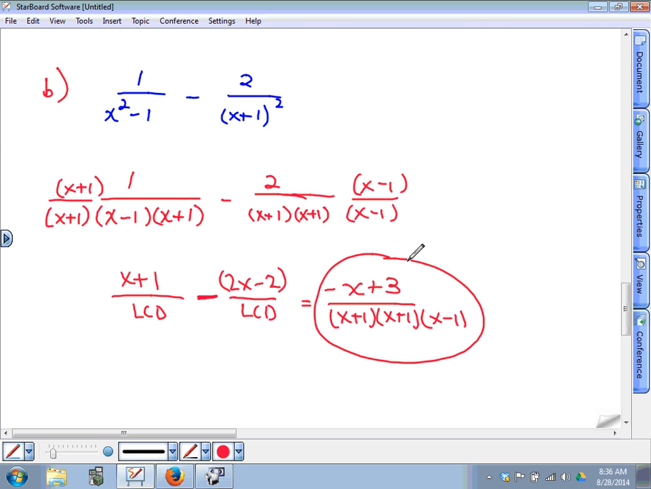Thought you could have so much fun with rational expressions. You guys didn't even think this was possible.